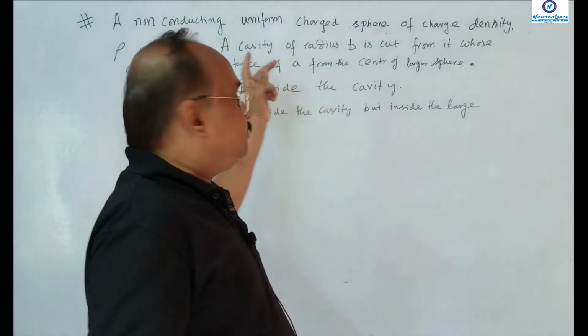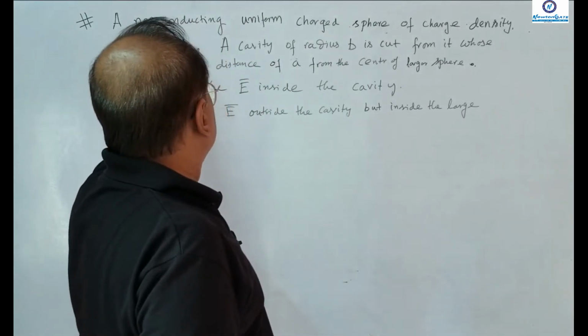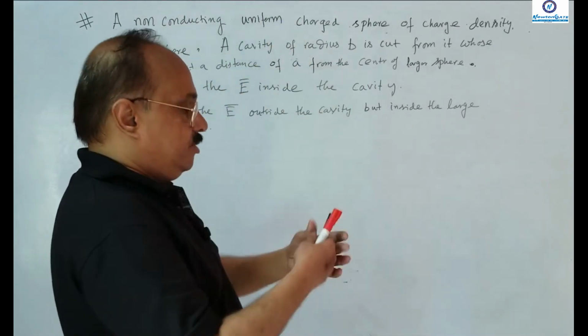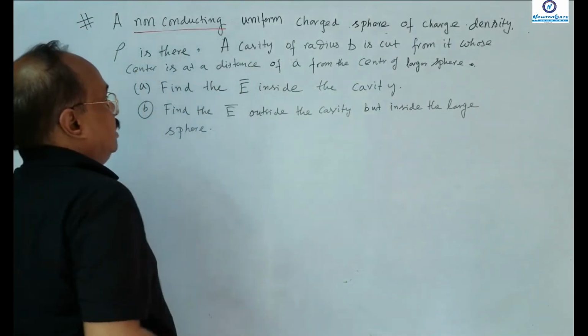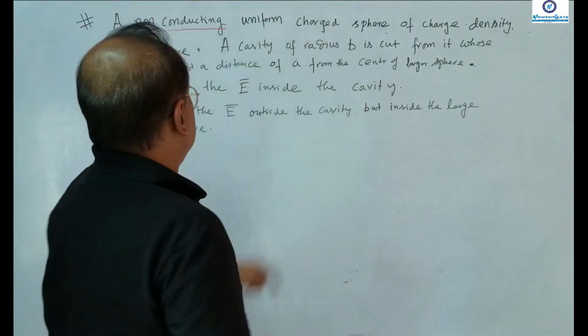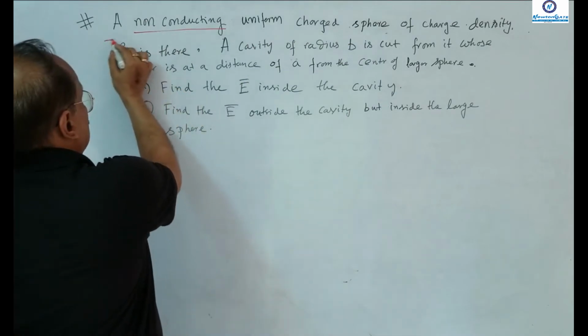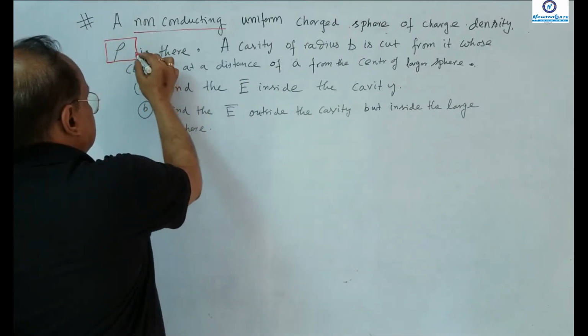This is another sum. In this sum, you can see it is given a non-conducting, uniformly charged sphere of charge density rho. Rho is the charge density of it.